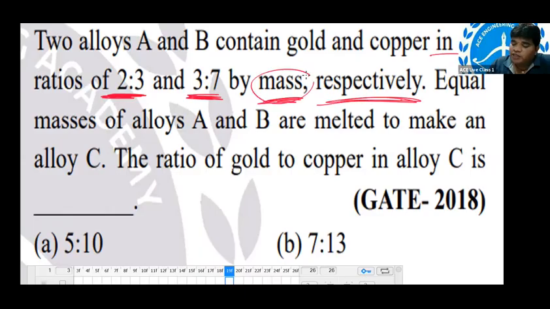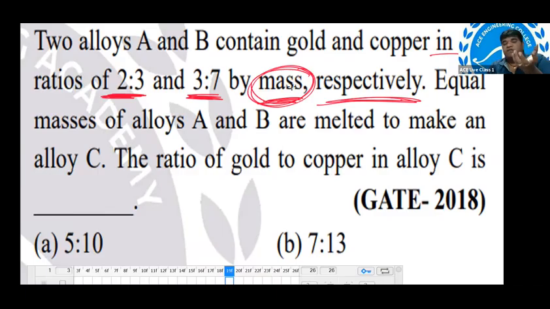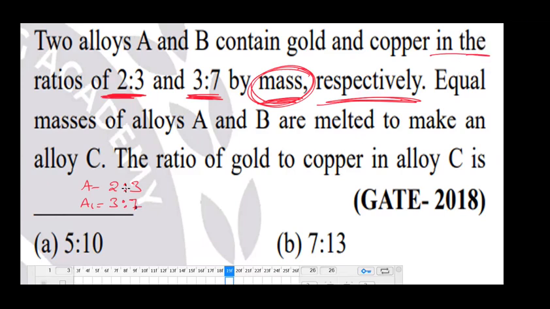By mass, what is the meaning? Mass means weight. So the first alloy has 2:3, the second alloy has 3:7. Generally, 2:3 means a total of how many parts? 5. So 3:7 means 10.